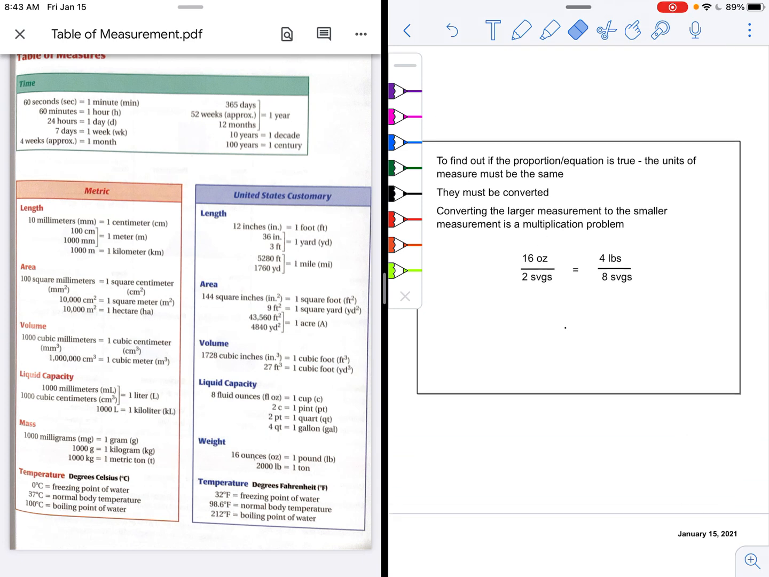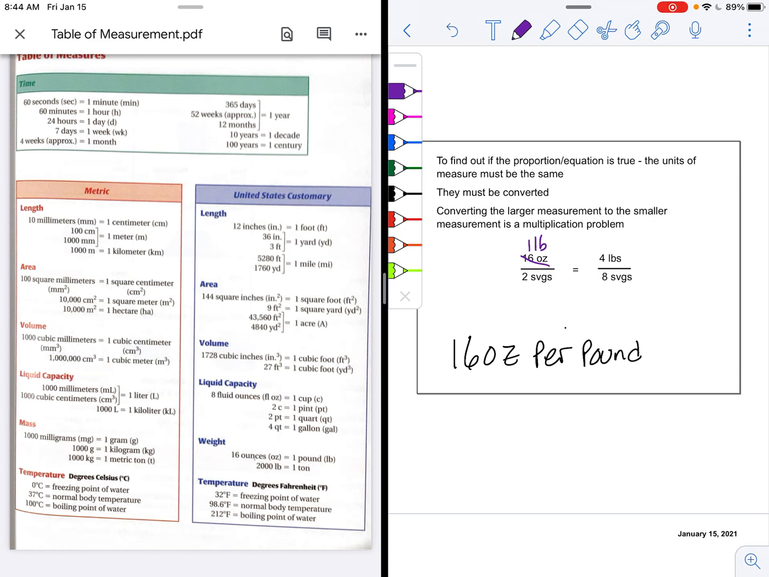If I look over on my chart, I see that there are 16 ounces per pound. And so I have a couple of options to do. I can change my 16 ounces to 1 pound, or I can change my 4 pounds to 64 ounces. Because there is 16 ounces per pound, it doesn't matter which way you do it. I'm going to go ahead and do this as 1 pound because that kind of seems the easiest way to go.